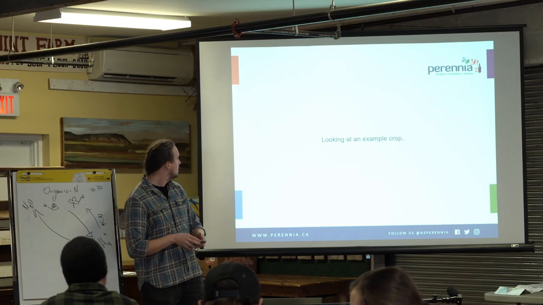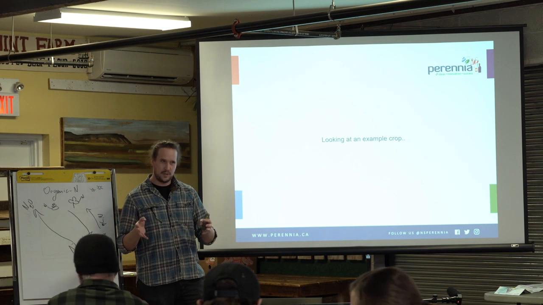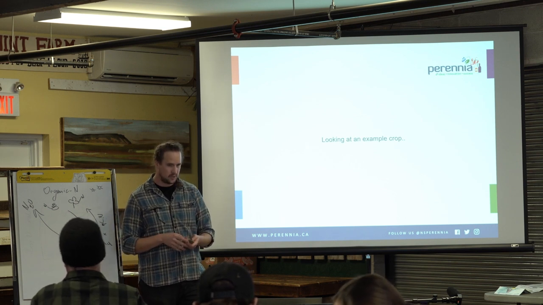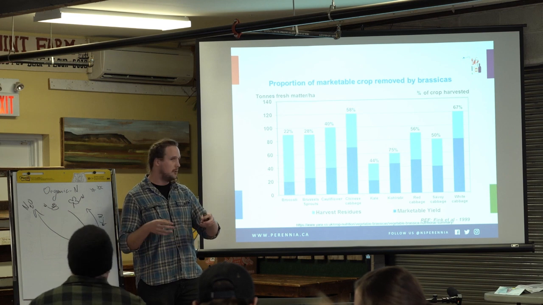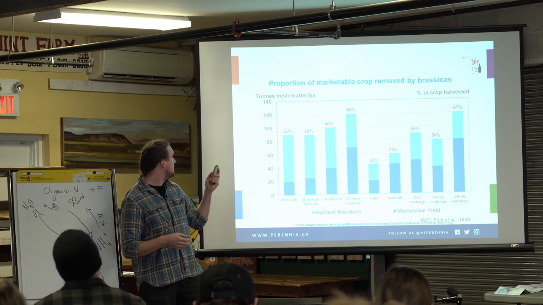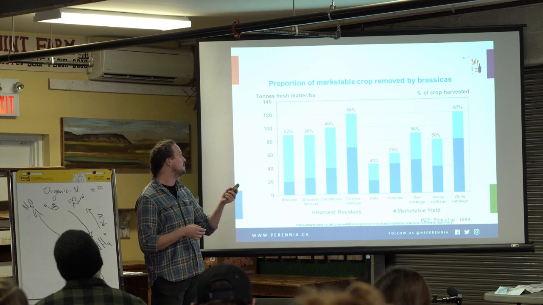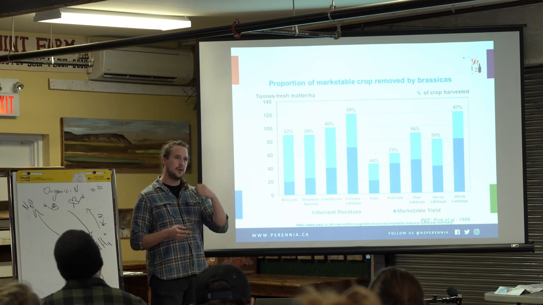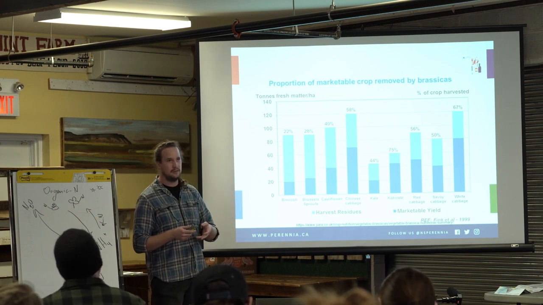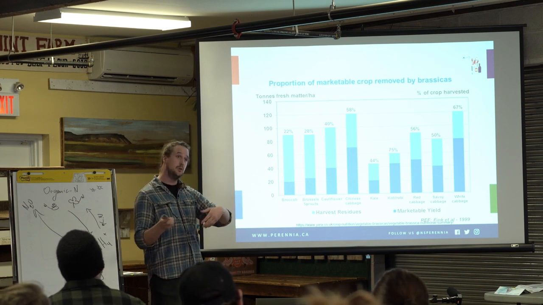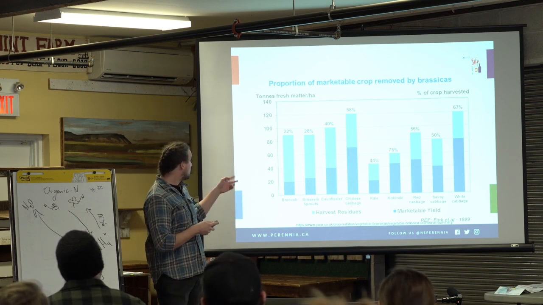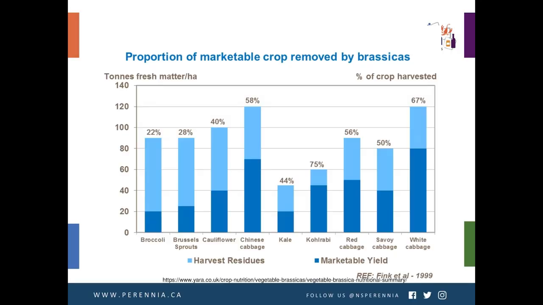Okay. So a bit of information about the minerals. Now to look at an example crop. So I'm going to be looking at brassicas here. So I have this table. It's a proportion of marketable crop removed by brassicas. So if you're growing broccoli, when you harvest that broccoli, how much of the nutrients are you removing from the field? So for broccoli, you're only removing 22% of the nutrients from the field in that head of broccoli. Something like a white cabbage, you're removing a lot more. 67% of the nutrients are being taken off the field.